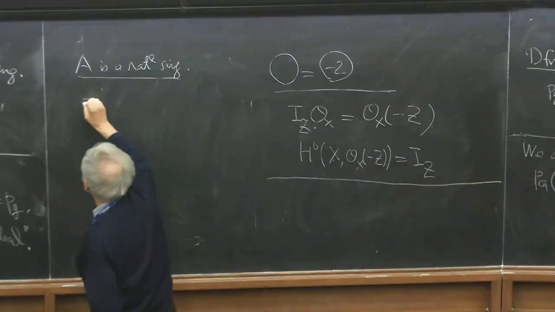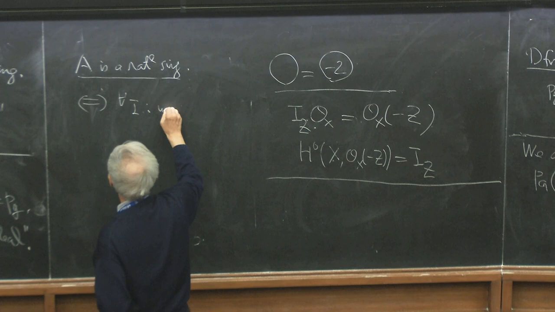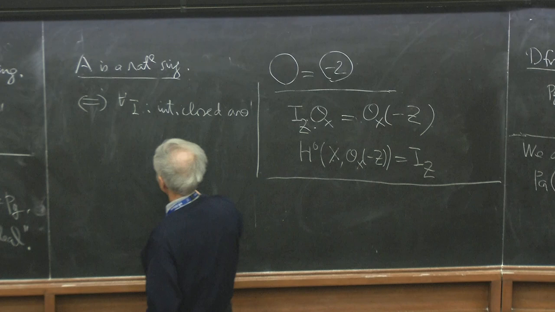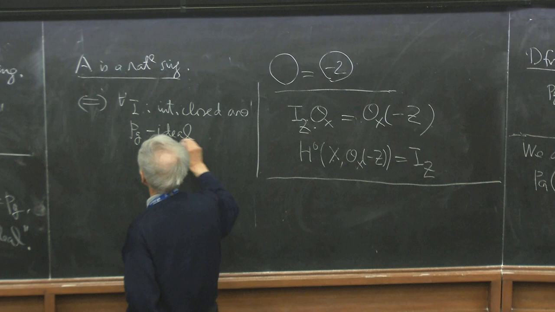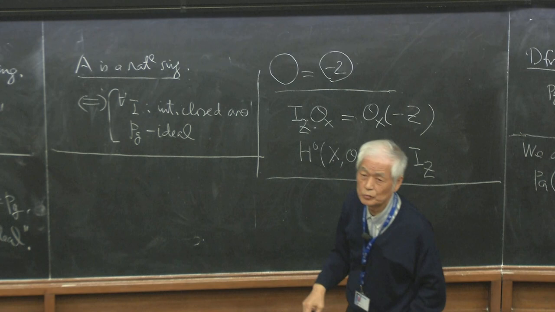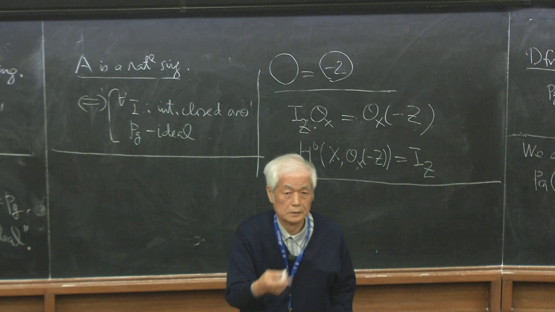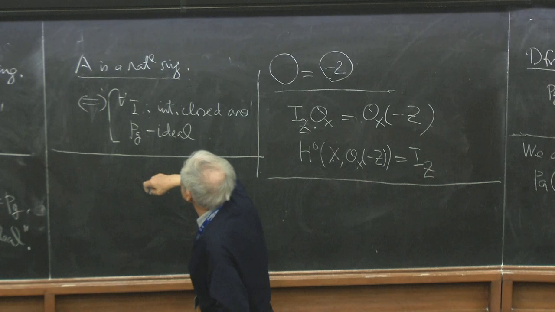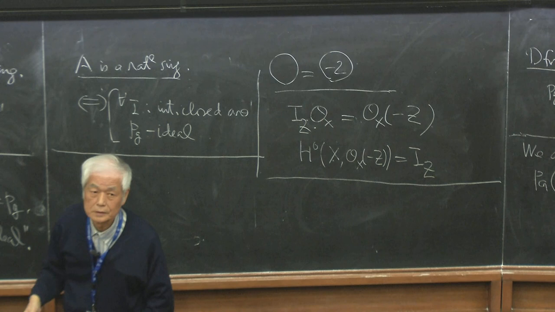A is a rational singularity if and only if every integrally closed ideal is a PG ideal. So it is a very important thing to characterize singularity by ideal theory. And so this part is of course clear, but the converse uses some result of Dale.